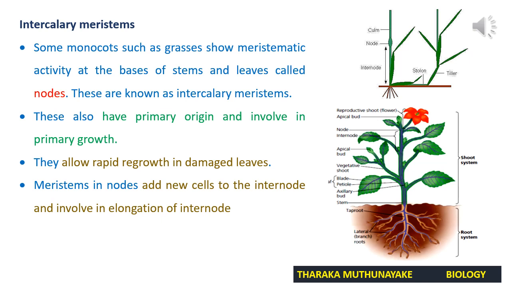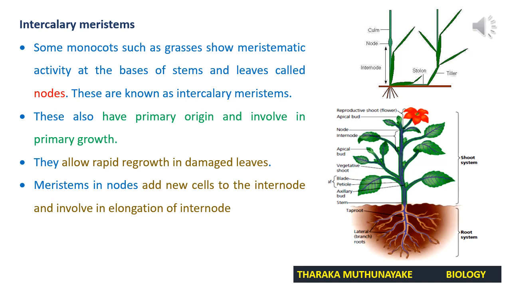If you cut grasses, you know that they resprout. That resprouting of grasses happens due to the activity of intercalary meristems found in these nodes. The second function is meristems in nodes add new cells to the internode and involve elongation of internode.